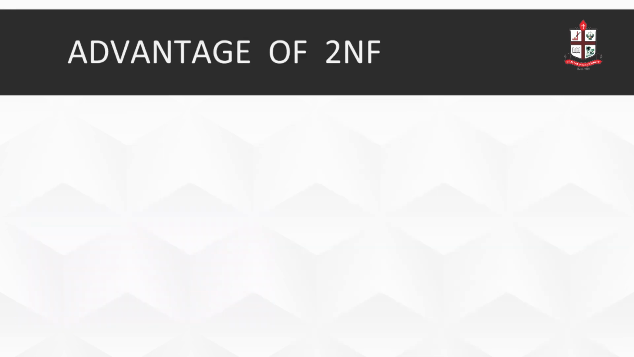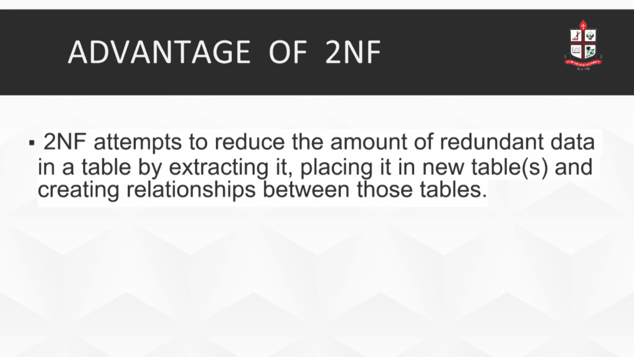So what is the advantage of second normal form? Let's check it out. Second normal form attempts to reduce the amount of redundant data in a table by extracting it, placing it in new tables, and creating relationships between those tables.